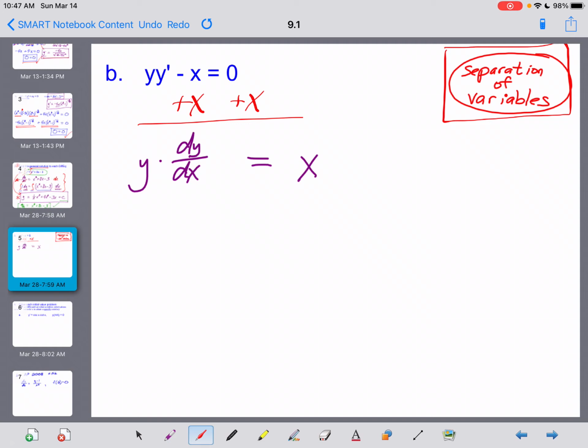To separate the variables, the dx on the bottom of that derivative fraction needs to be moved to the right. So we will do that by multiplying both sides by dx, and those two terms, or I should say factors really, are going to cancel themselves out. And we're going to get y dy is equal to x dx. Now, we've completely separated our variables. The left side contains only y's, the right side contains only x's.